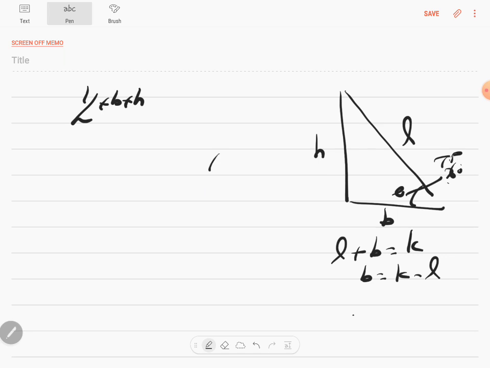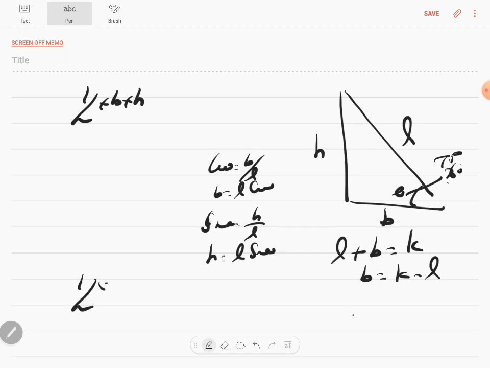What is the base? Cos theta is equal to b by l, so base is equal to l cos theta. And sin theta is equal to h by l, so h is equal to l sin theta. Substituting that in the area, half into base, l cos theta, into height, l sin theta, we get half l square sin theta cos theta.